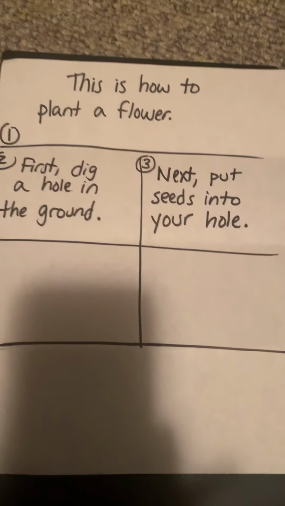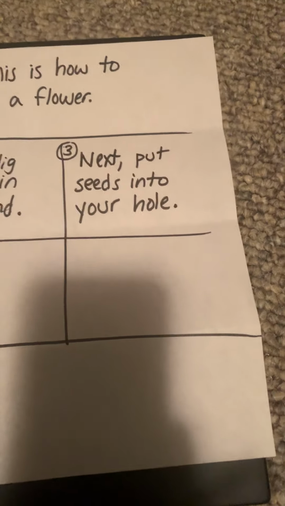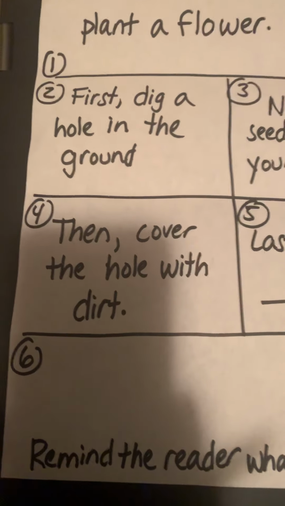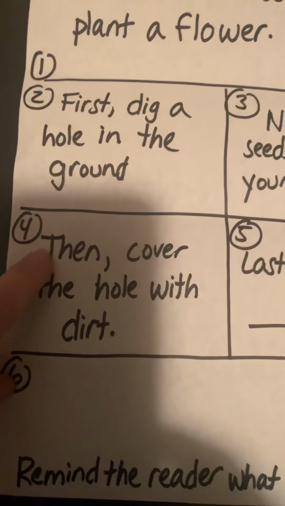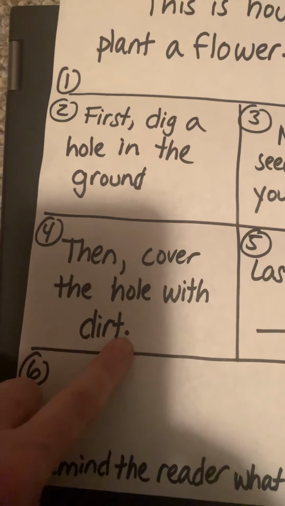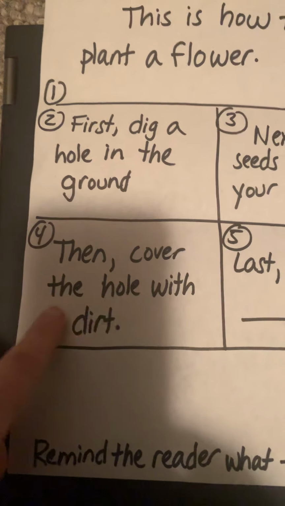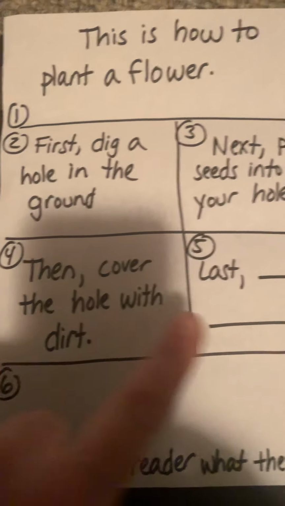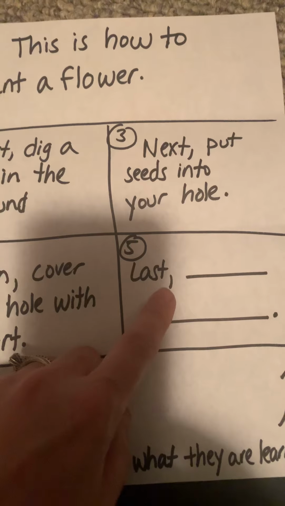So we have first, next, then, pause, cover the hole with dirt. Okay, I remembered my uppercase letter. I remembered a period. Oh, I have my comma where I'd pause when I'm reading it. Then, cover the hole with dirt. So we have first, next, then, and last. So I have my breath, last, comma.